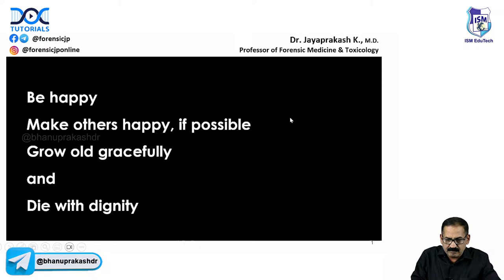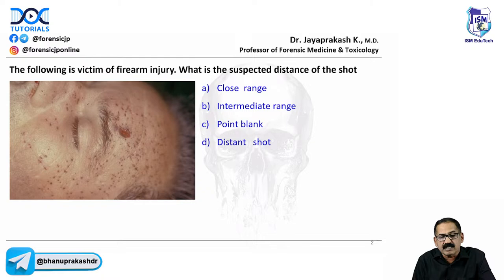Look at the question. The following is a victim of firearm injury. What is the suspected distance of the shot? Generally, they always ask a question like this, where an image may be given and you are asked, what is the range of the shot? Now, let me speak on firearm injuries.